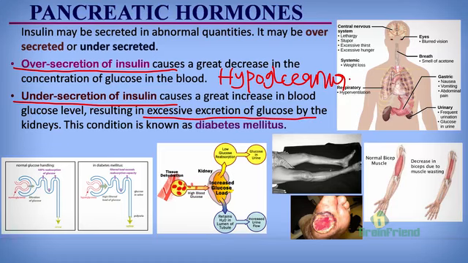This will lead to excessive working, or overworking, of the kidney. The kidney will have to work in excess to help reduce or excrete some of this glucose through urine. This excessive excretion of glucose by the kidney is known as diabetes, and in this case, it is called diabetes mellitus. This is a disease condition that arises when there is under-secretion of insulin.